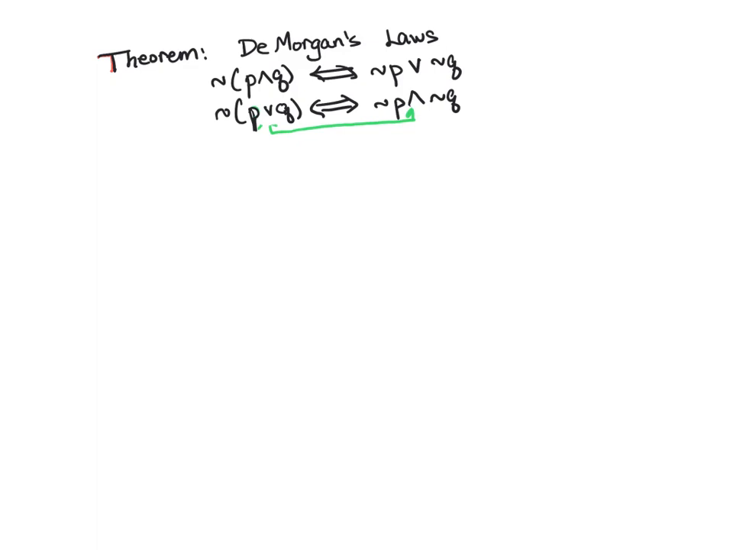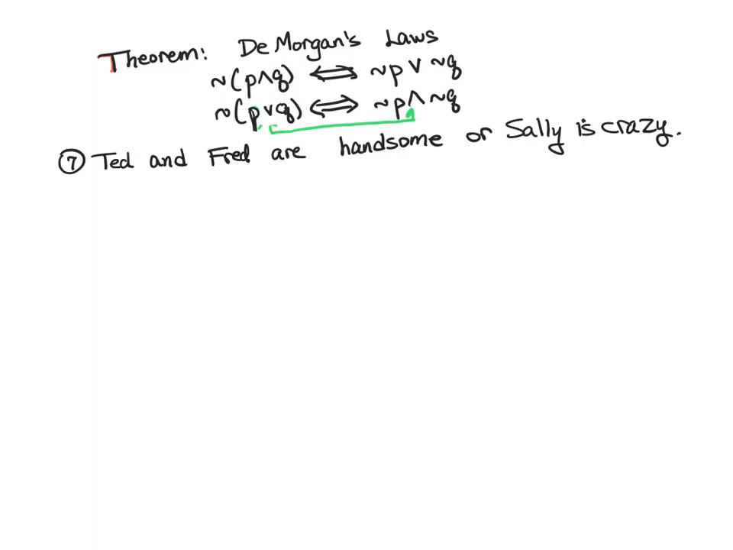And just to make sure that we've got it, I'm going to include one last problem. And the last problem is Ted and Fred are handsome, or Sally is crazy. So this last problem has both connectives in here, and or. So we really have to be careful how to negate this. Well, the fact that this conjunction was put together with Ted and Fred are handsome, another way to write this in the longer form is to say Ted is handsome and Fred is handsome.